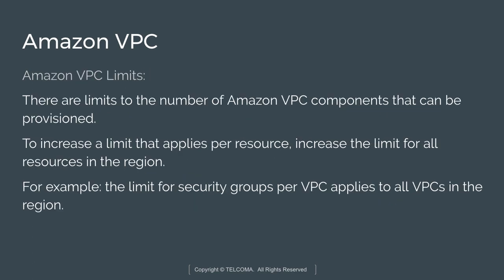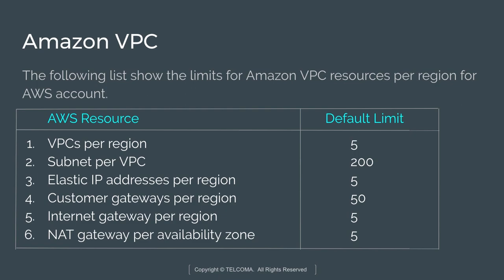Now let's discuss limits. Amazon Web Services has specified some limits on the components that can be provisioned. Now, how can we increase them? If we have set a limit for some resources, how can we increase it? A limit is increased per resource. For example, the limit for security groups applies to all VPCs in a region. That means it applies to resources in a region. So let's discuss AWS resources and default limits.